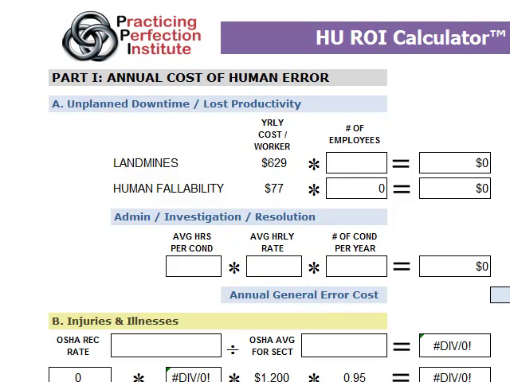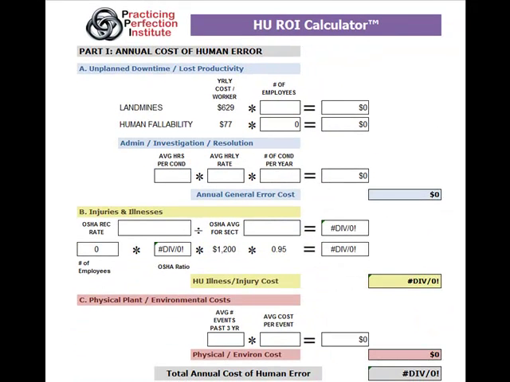Now, if you'll notice here in the calculator, landmines are costing you and your organization on average $629 per year per worker. Now, this is just simply in lost efficiency, unplanned downtime, lost productivity, etc. This number came from an extensive study and analysis done by the IDC Consulting Group, published in February of 2011. They analyzed over 400 large organizations, both in the UK and in the United States. And based upon their analysis, this is the number that they came up with.